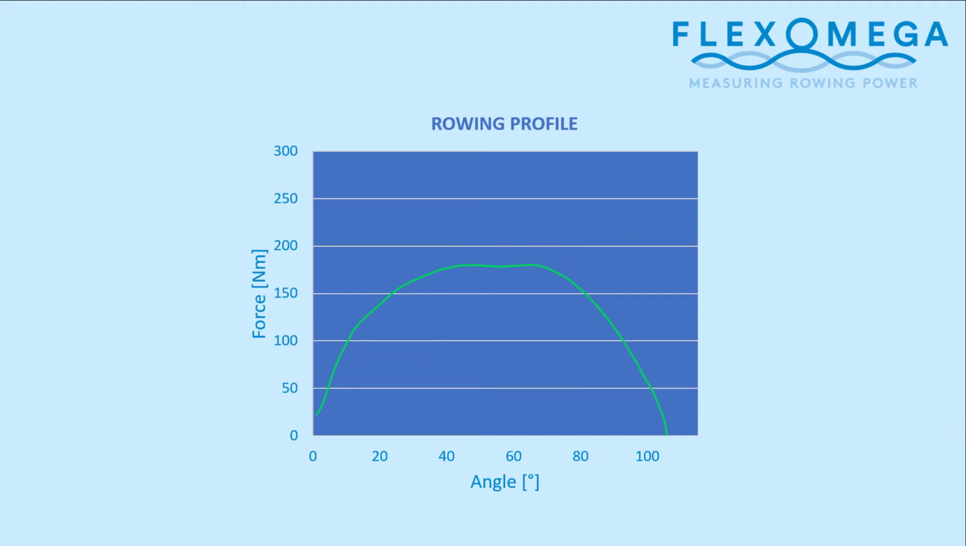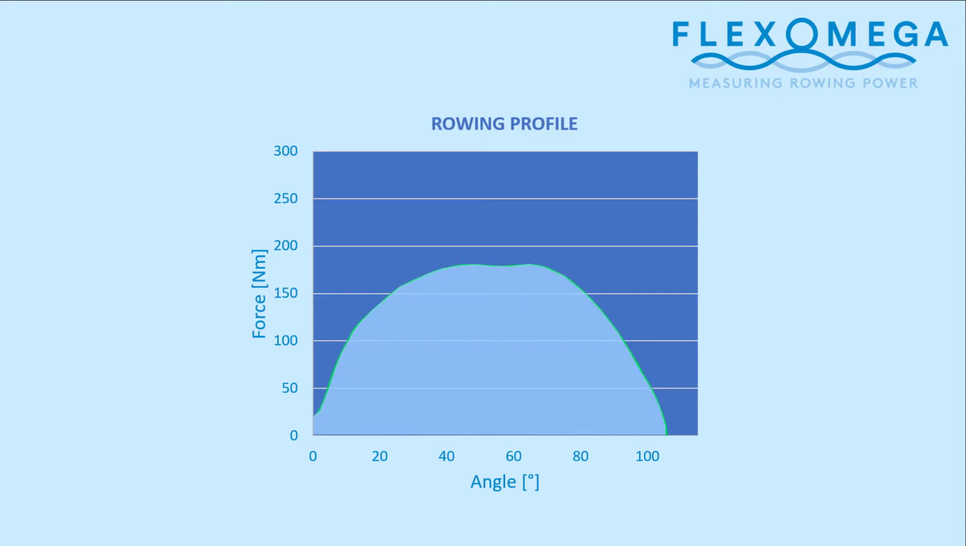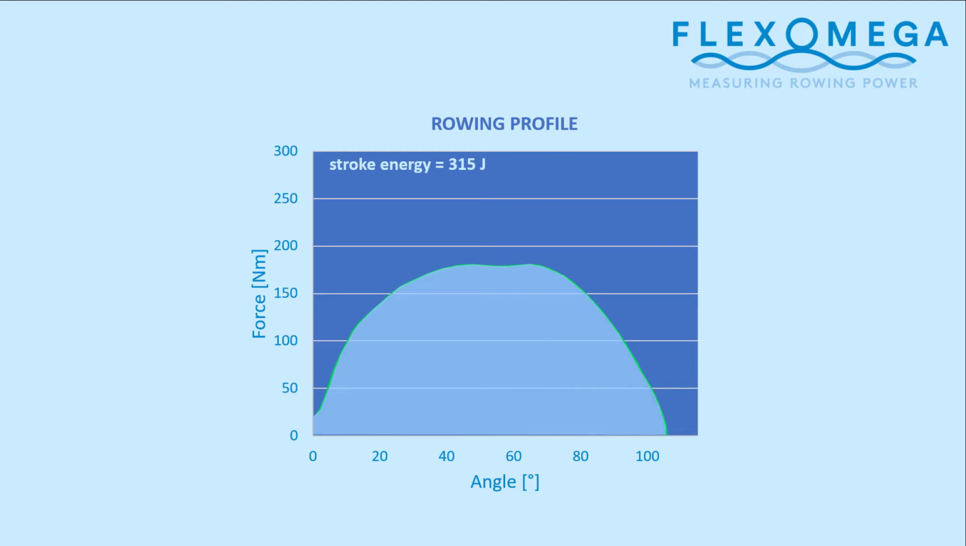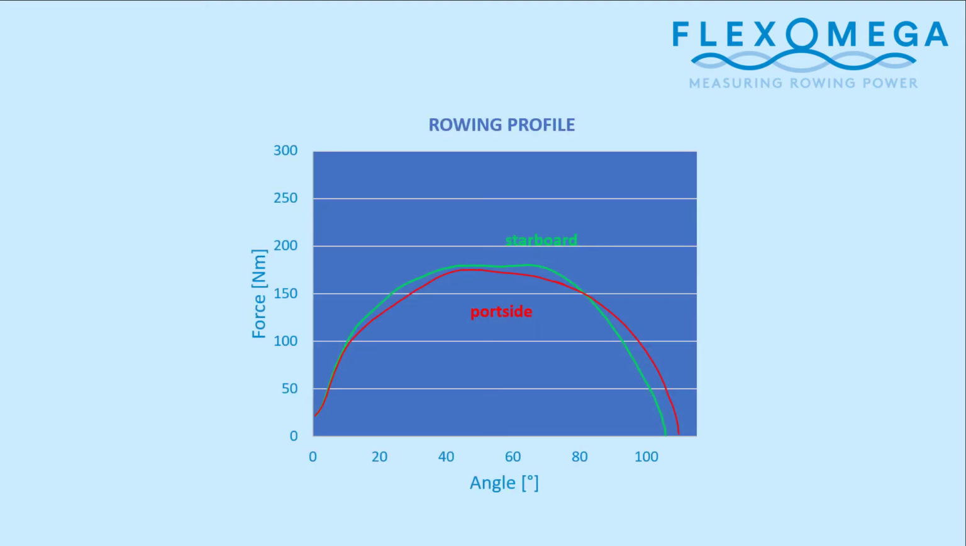The rowing profile also allows us to draw conclusions about the efficiency of the stroke. Because in physical terms, the depicted light blue area under the curve simply describes the energy of the stroke in joule. Therefore, the stroke is more efficient the higher the force the rower applies and the longer the stroke gets. The stroke depicted here has an energy of 315 joule. If we assume that the stroke rate is 20 strokes per minute, the mean power would be 105 watt for the starboard oar. For a comparable mean power on the port side, the rower's total mean power would therefore be 210 watt.